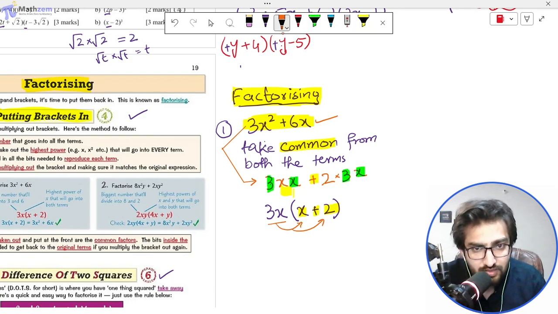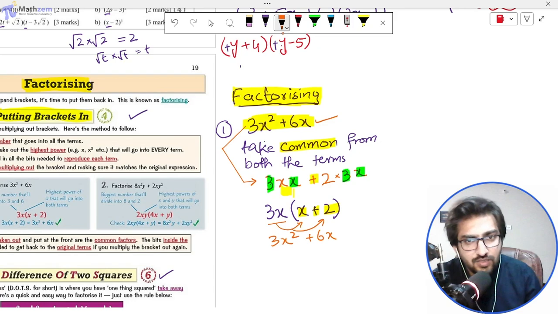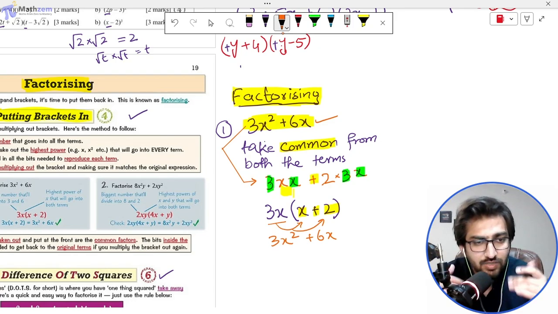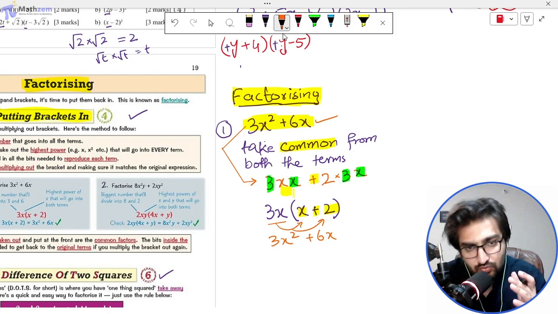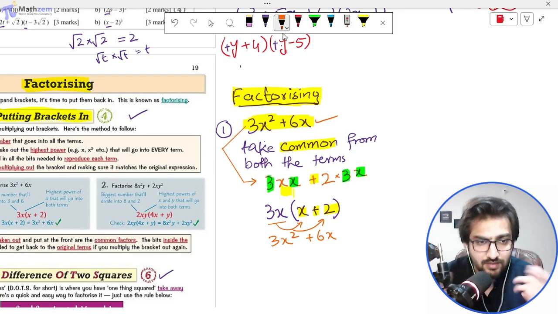So 3 times 3x times x is 3x square, and 3x times 2 is 6x. So you can see, compare, both are the same. You can, by the way, verify this by multiplying what you have taken common outside the bracket again with what is inside, in order to verify that. So it's correct. You can see we got the question.